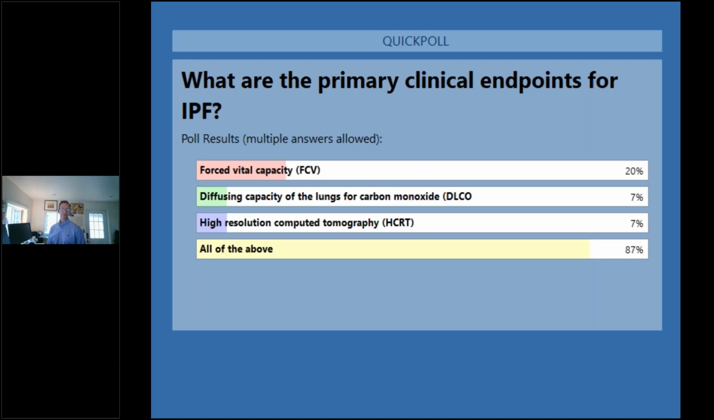All right, and it looks like most people chose all of the above. Yeah, and I think by and large that's true. Although if we were forced to choose one, the forced vital capacity, the FVC, is certainly the primary one, and the one that the regulators place the most emphasis on.